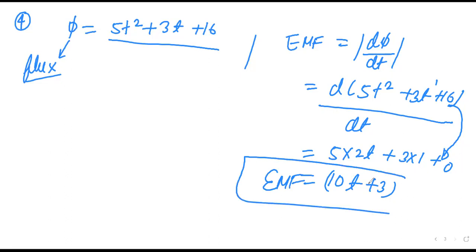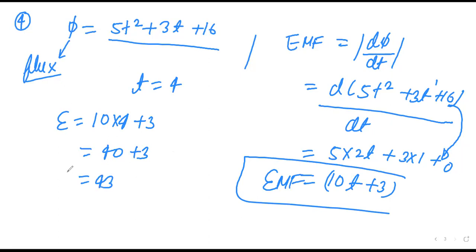Now we have to put the value t equal to 4 seconds and find the EMF. So E will be 10 into 4 plus 3, so it is 40 plus 3. It is coming out to be 43. Understood?